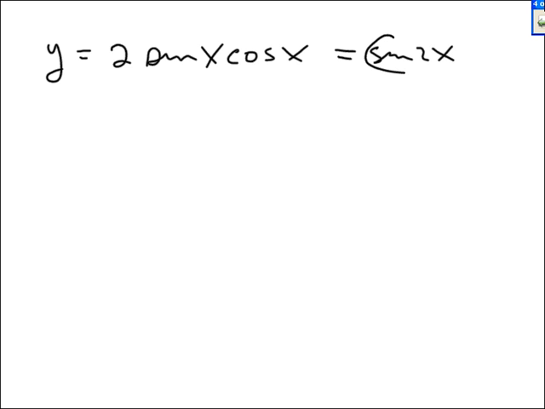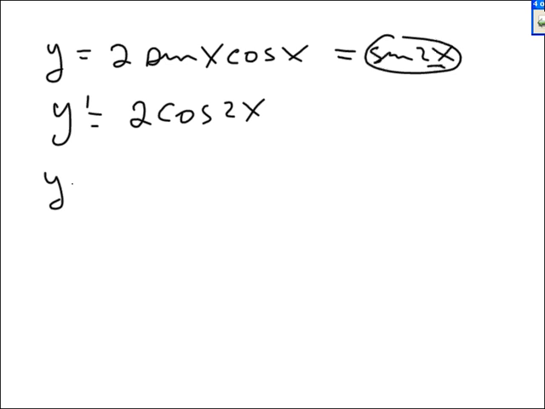So now we just have to find the derivative of that. Y prime equals the derivative of the sine of any angle is the derivative of that angle, derivative of 2x is 2, times the cosine of the angle. Done. Have to know your identities though. If you didn't know your identities, then you have to use the product rule.